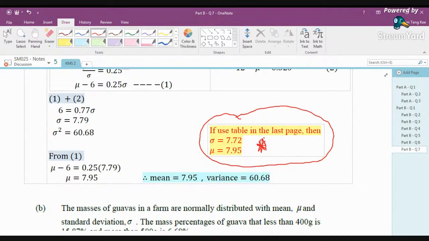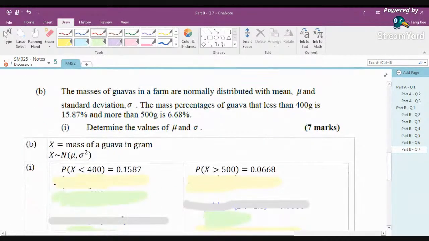Okay. Last question, nothing much different. But now, in the last question, we have some story there. You were told that the mass of guava in a farm is normally distributed. So from there, we notice that this corresponds to the X in our discussion later, where X will follow a normal distribution, such that a mean of mu and a standard deviation of sigma.